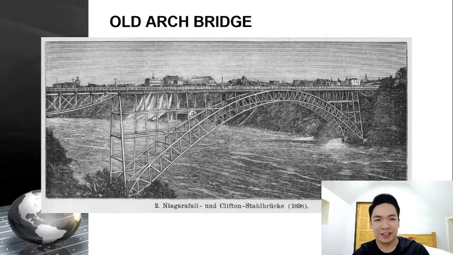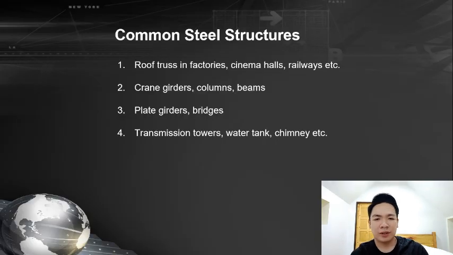As you can see in this picture, this is the Niagara Falls and Clinton State Bridge in 1898. It's an old bridge. So, what are the common steel structures that we can find? Number one, we have roof structures in factories, signal halls, and railways, and so on. Number two, we can also find it in triangular columns and beams. Number three, rectangular bridges. Number four, we have also transmission towers, water tanks, and chimneys. They are made of steel structures.